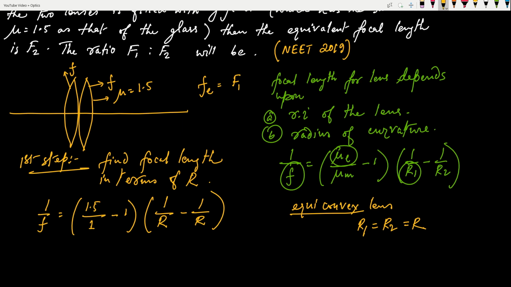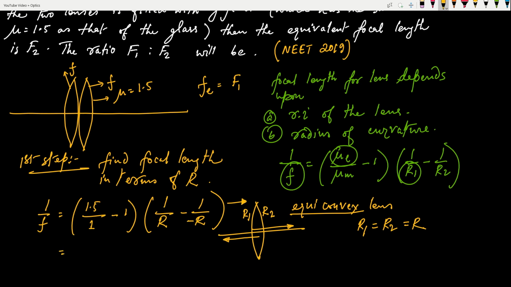Now let's understand. If we draw the convex lens, then this surface is the first surface r1 and this is the second surface r2. The incident ray direction is this side, so we calculate r1 on this side for the first surface, so r1 will be positive, and r2 we calculate in this direction, so r2 will be negative. So negative negative becomes positive.